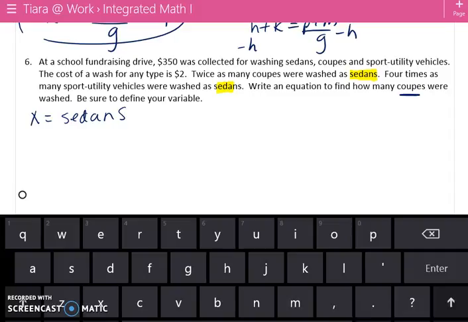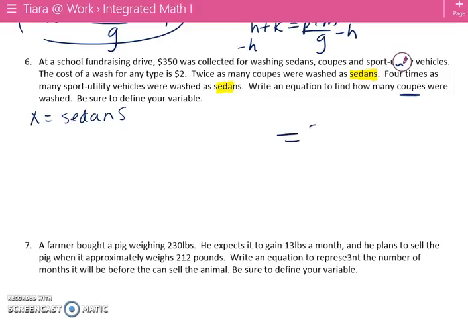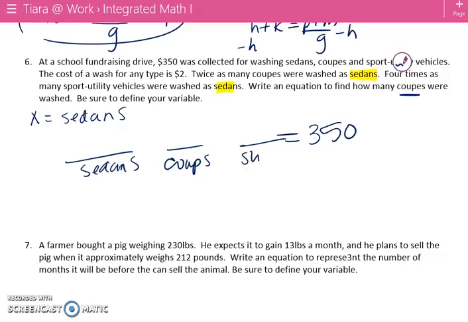I know that the total amount made was $350. And what made up that $350? Sedans, coupes, and sports utility vehicles, SUVs, as Destiny pointed out, because I definitely did not know that's what that stood for. Anyway, so I'm going to add those all up together.